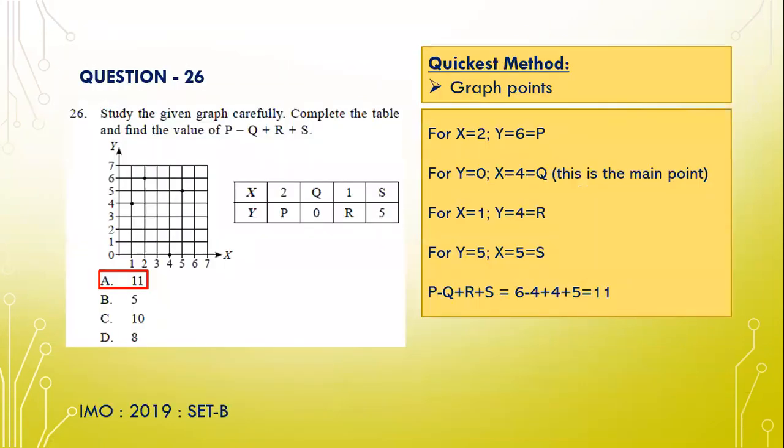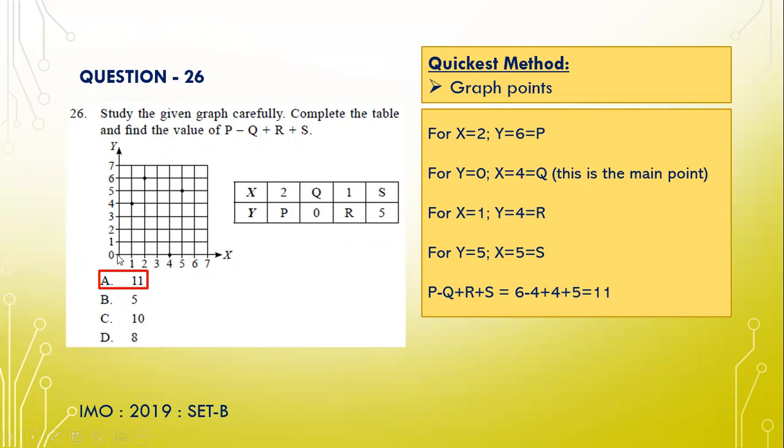First one: study the given graph carefully. Complete the table and find the value of P minus Q plus R plus S. So what are the graph points? For x is equal to 2, what is the value of y? Y is 6, isn't it? So P is 6.